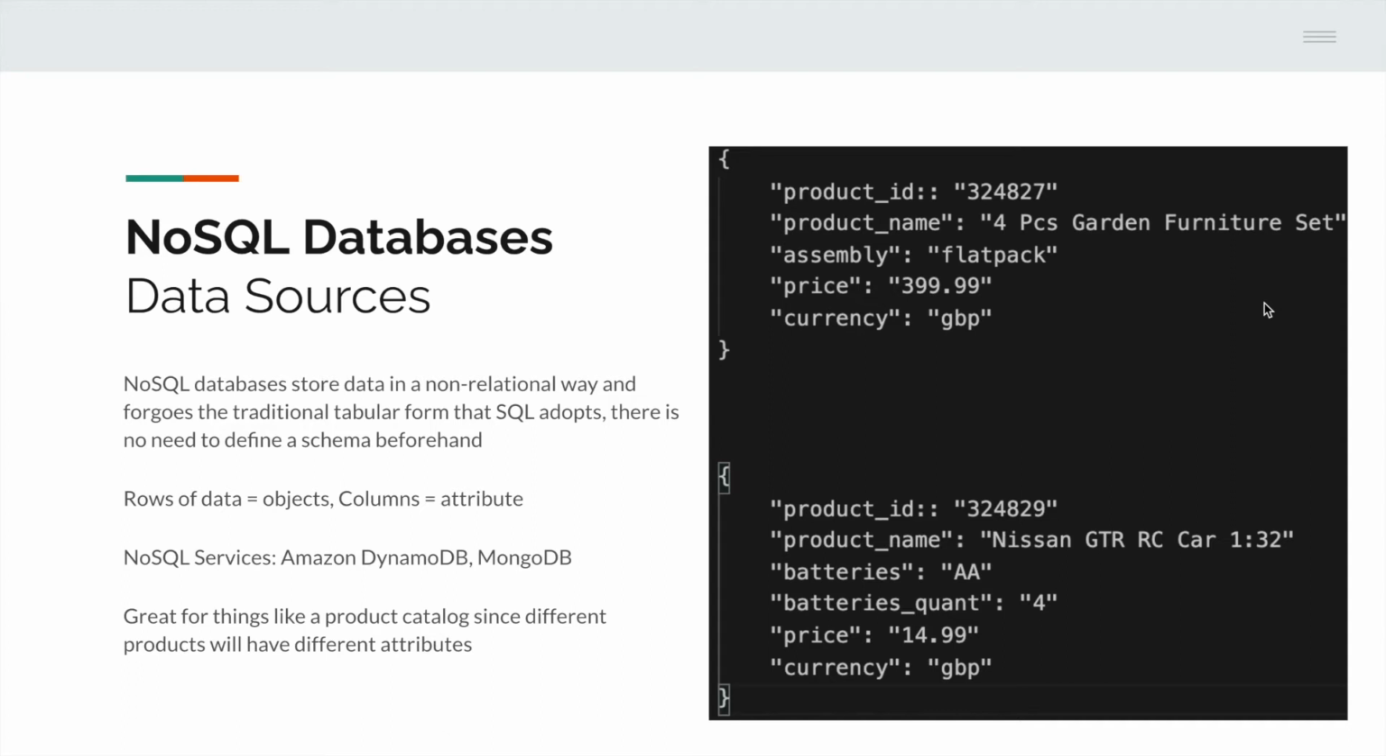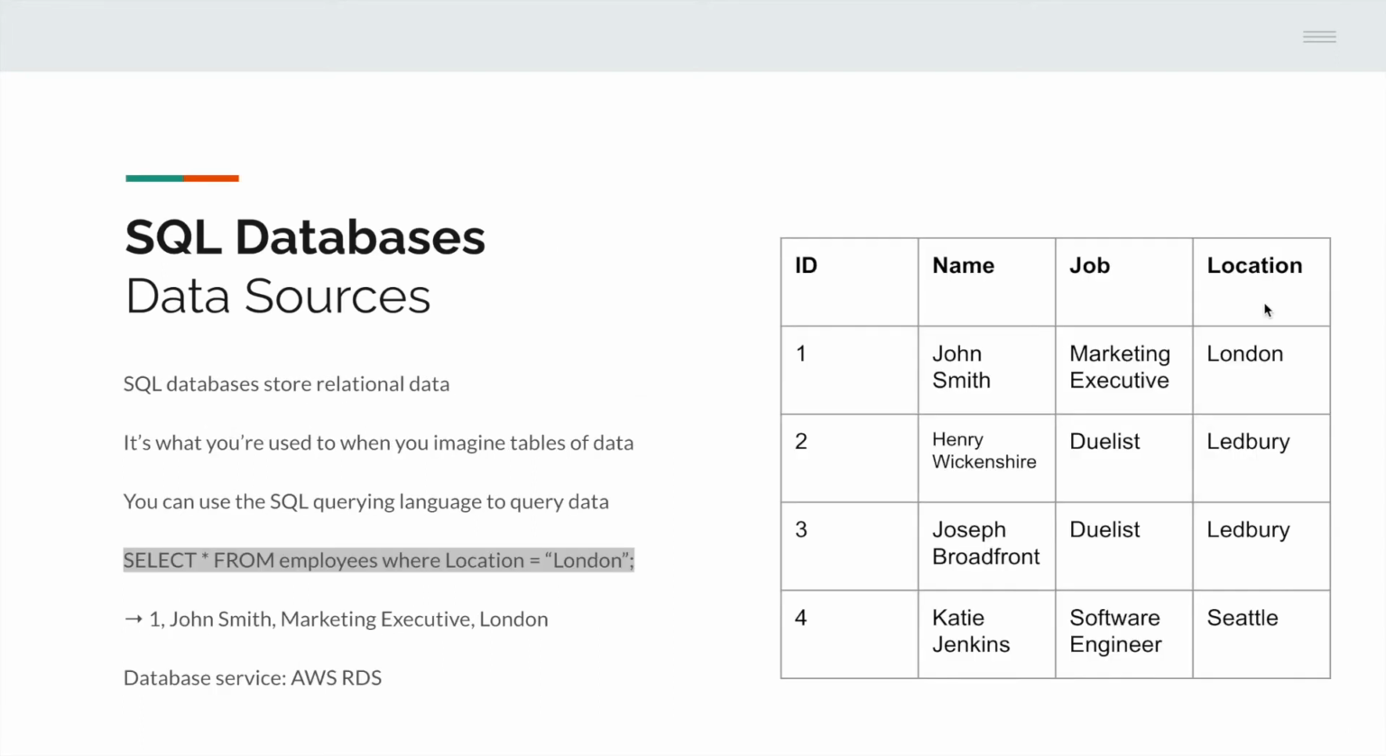And NoSQL databases store data in a non-relational way, and it forgoes the traditional tabular form that SQL adopts, and there is no need to define a schema beforehand. So in my previous example, my table has very, very fixed columns of ID, name, job, location. Suppose I wanted to add another field. Well, I'd need to add another column and then add in all the new information. And it can be a pain if your data form is not known.